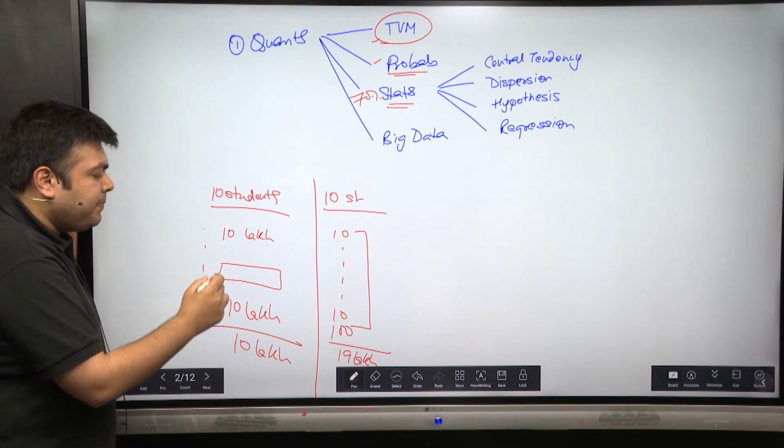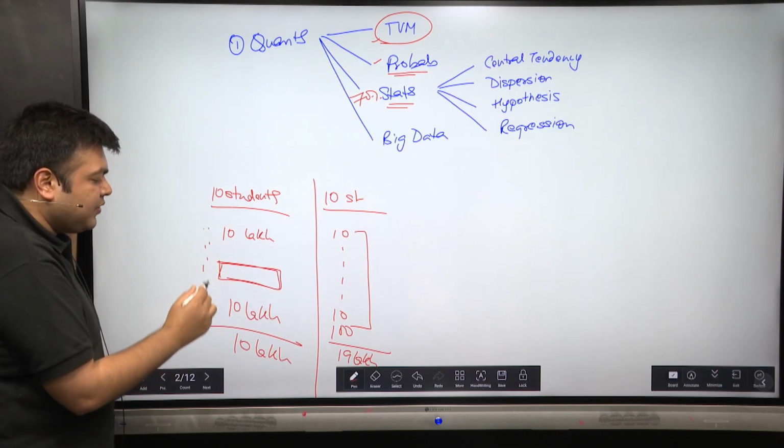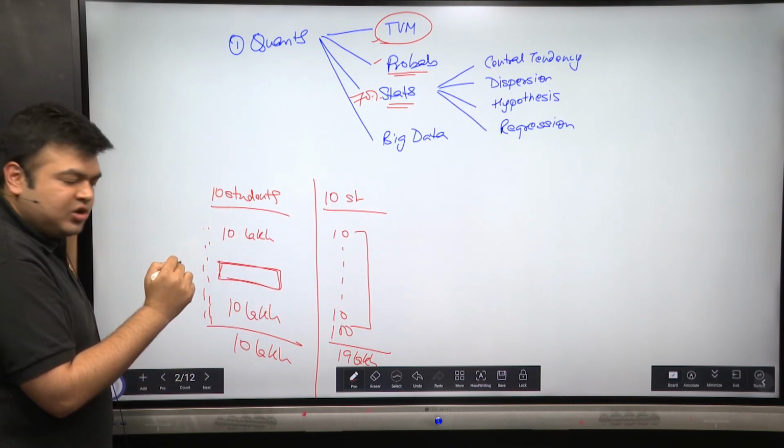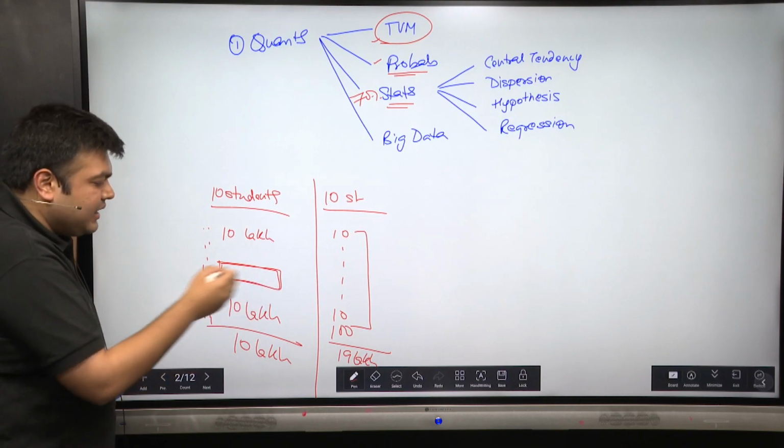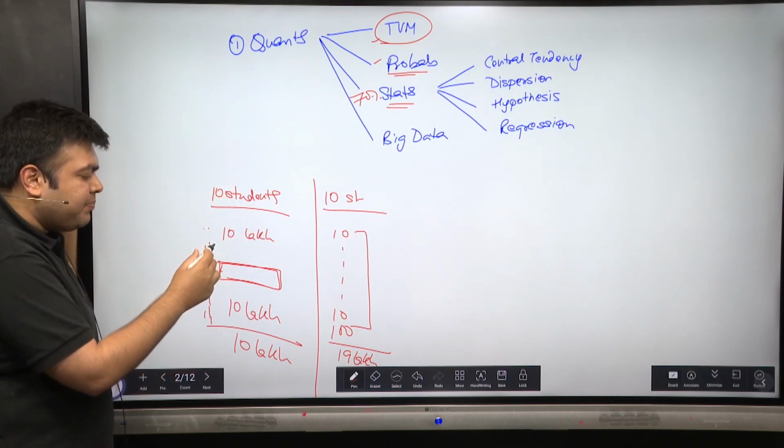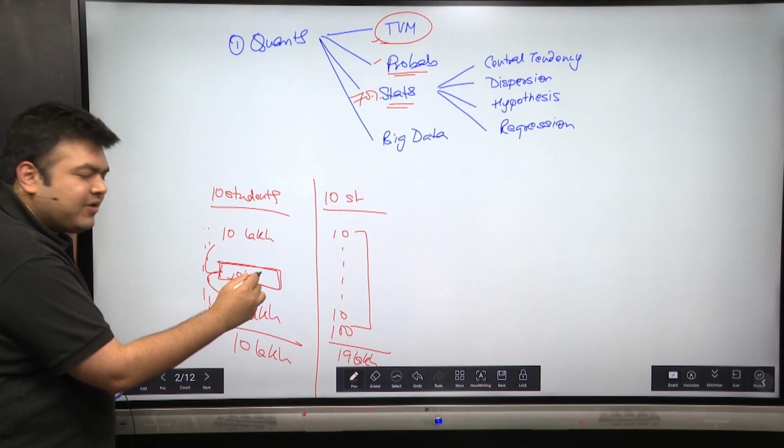So median would be the beech ka value. The fifth value, let's say, fifth or sixth value or so. I arrange the data in ascending order and I'm taking the beech ka value. So 50% students got below 10 lakh, 50% students got above 10 lakh.